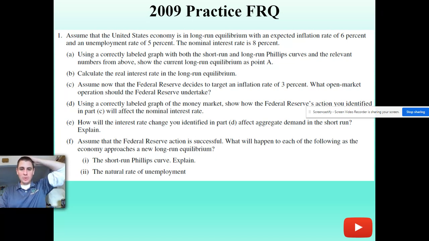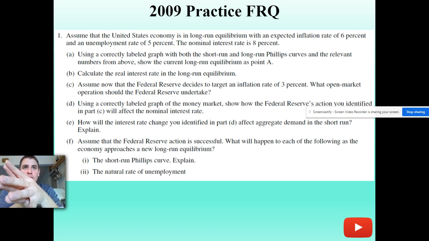Okay, welcome back. Let's go over it together. Want to see this in your notes. Assume that the U.S. economy is in long-run equilibrium. That's fancy terms for we're at full employment with an expected inflation rate of 6%, an unemployment rate of 5%. The nominal interest rate is 8%. Using a correctly labeled graph with both the short-run and long-run Phillips curve and the relevant numbers from above, show the current long-run equilibrium as point A.